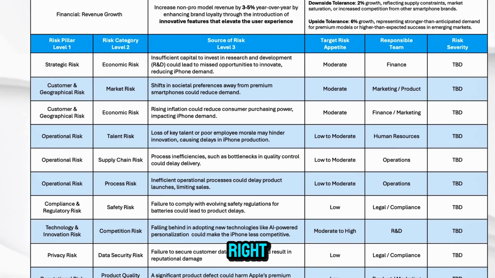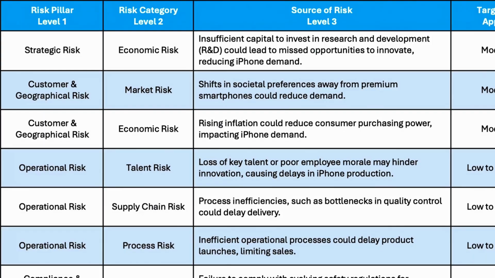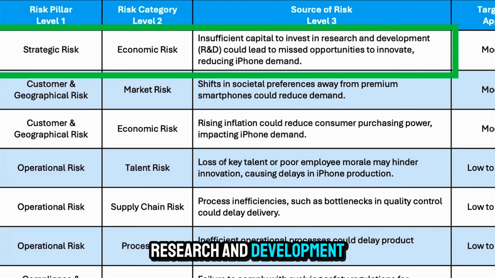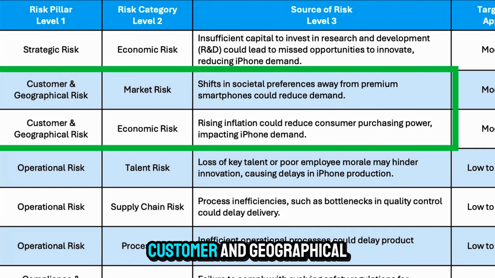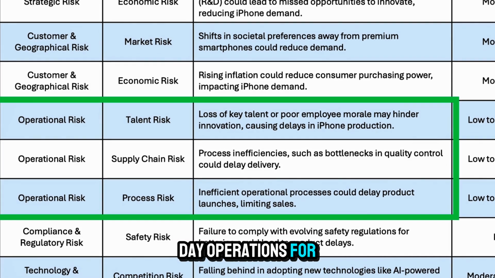Starting left to right, we would likely see the risk pillars we've set a risk appetite for in the previous lesson. Strategic risk would include any risks that could affect our goals, in particular, economic factors that could limit how much investment goes into, say, research and development for the iPhone. Customer and geographical risk would include risks that involve consumer behavior or market dynamics such as shifts in preferences for smartphone devices or just purchasing power.